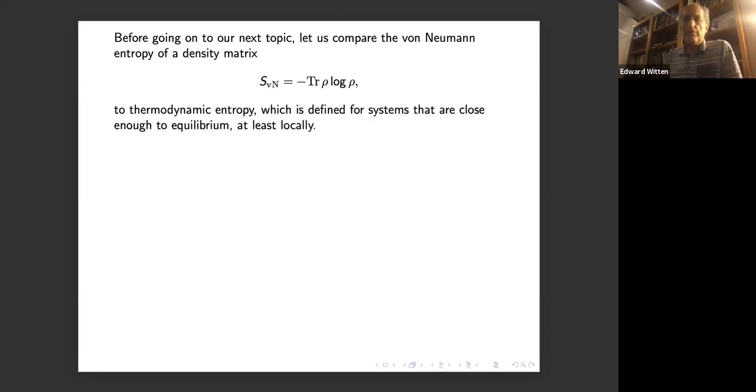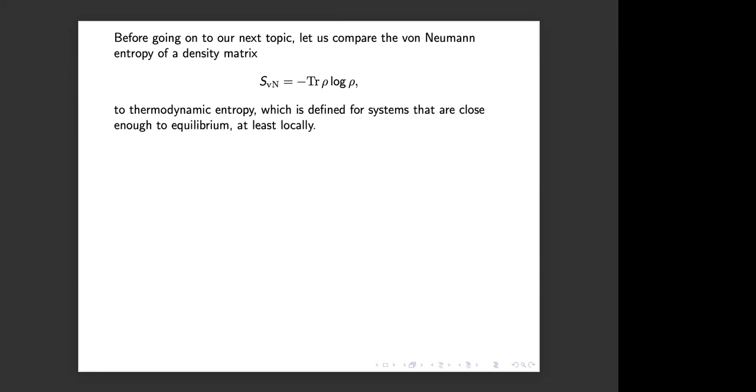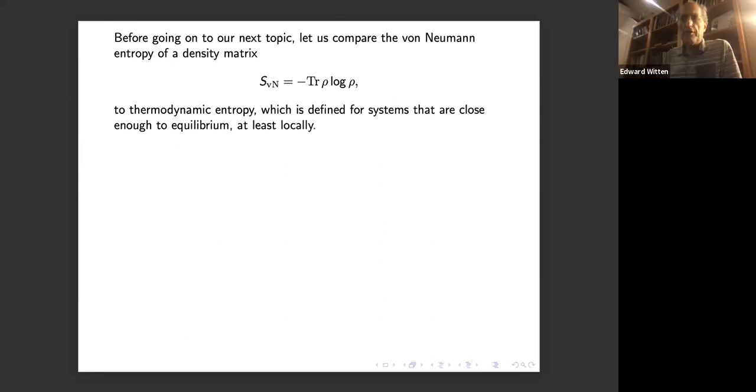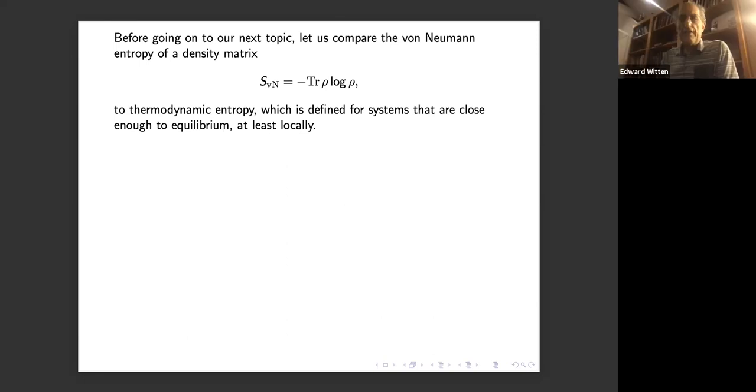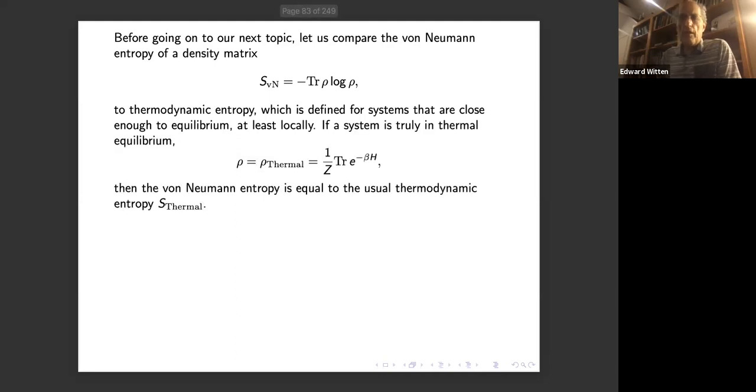But before getting on to the next topic, which will be the generalized second law, I'm going to make a few more general remarks comparing the von Neumann entropy to thermodynamic entropy. So thermodynamic entropy is a notion that makes sense for systems close enough to equilibrium, or at least locally close enough to equilibrium, in a sense we'll discuss in a moment. It compares with the von Neumann entropy, which is universally defined. So for any system in any state, we can define the von Neumann entropy. We can define the thermodynamic entropy if you're close enough to equilibrium. I'll clarify that in a moment.